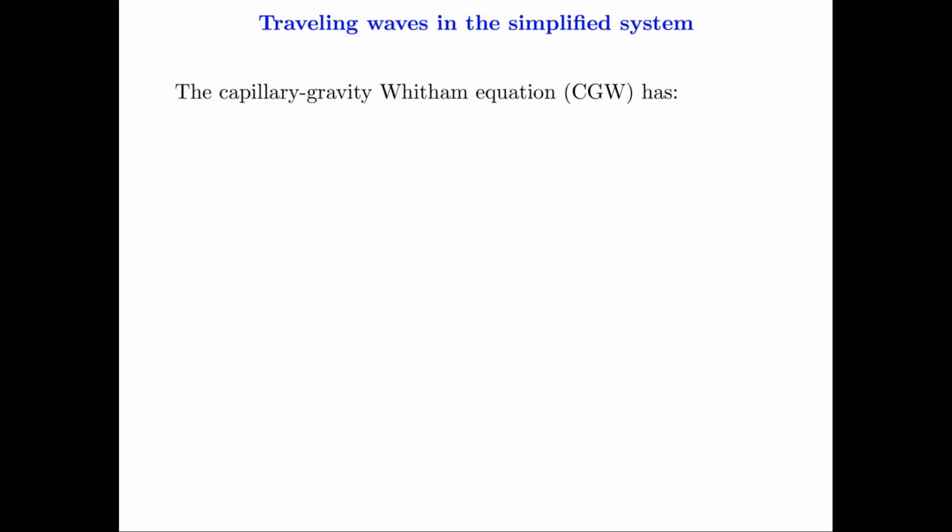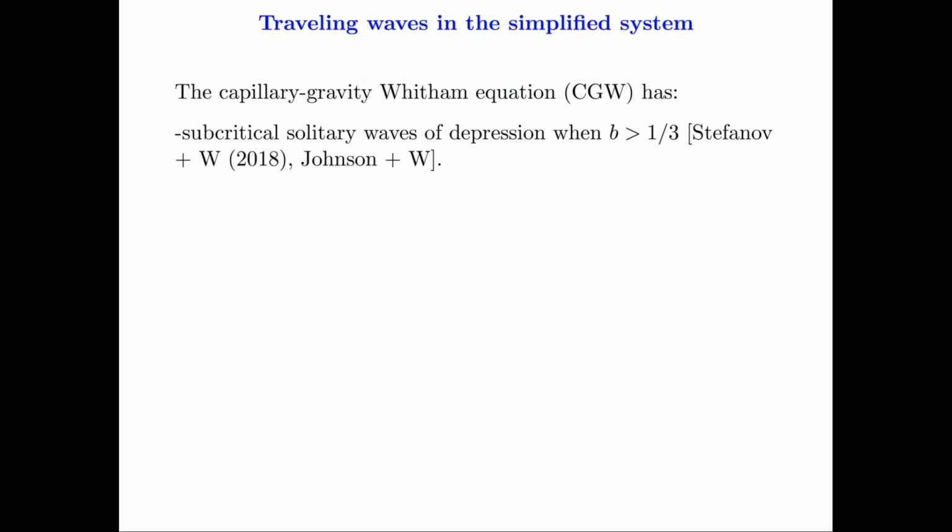Okay, so this slide is going to tell you what our results are. These are results about the traveling waves in the simplified system. It has subcritical solitary waves of depression when the bond number is bigger than a third. That's what Stefanov and I wrote, a general theorem for traveling waves in equations of roughly the same form as these. And then Matt and I realized that work applied to the CGW equation.